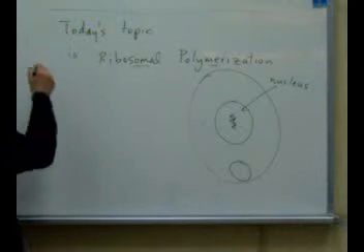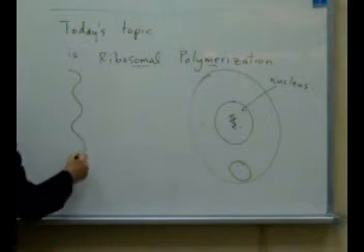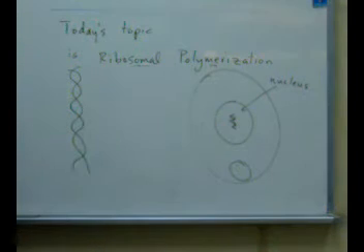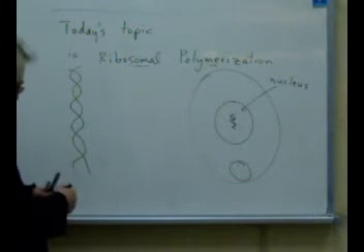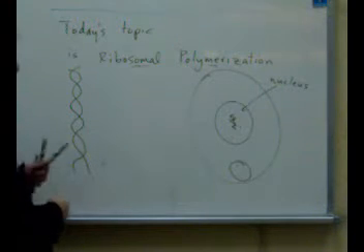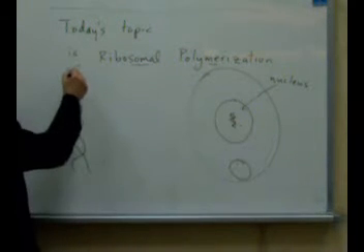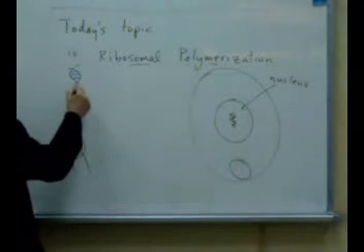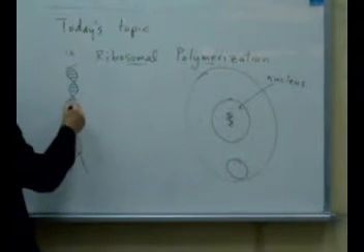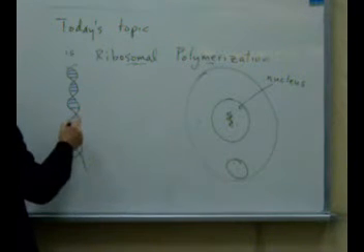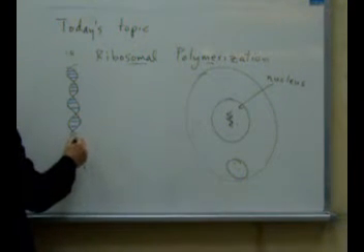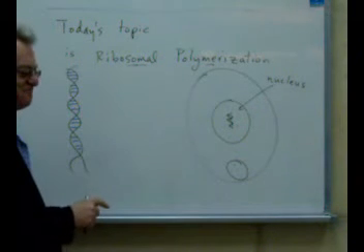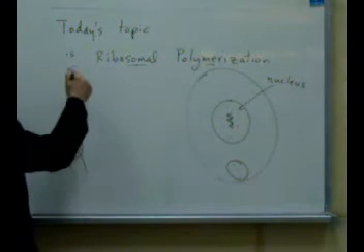I have to draw the DNA somewhat larger, say like that. In this DNA, there are the base pairs, which I'll draw like that. You see? And it's these base pairs that control the creation.